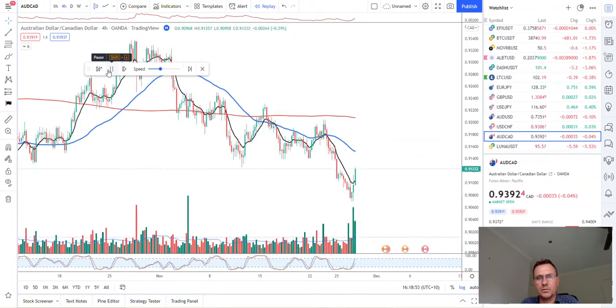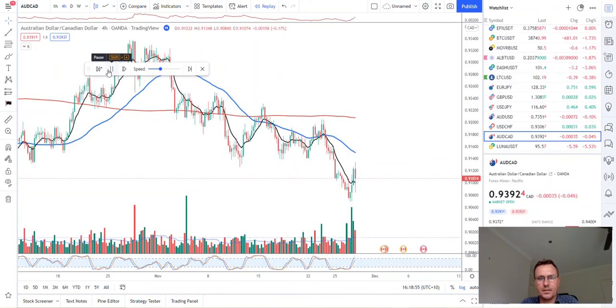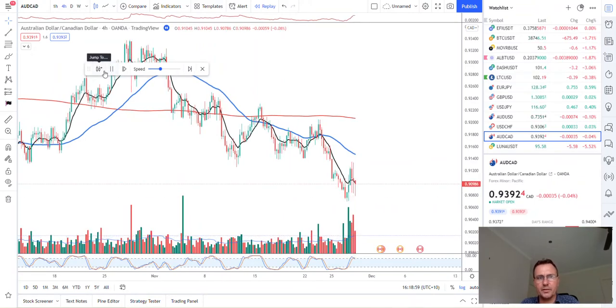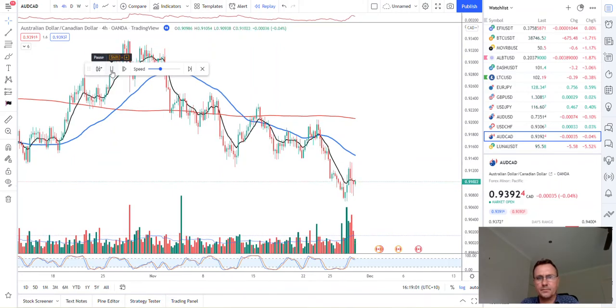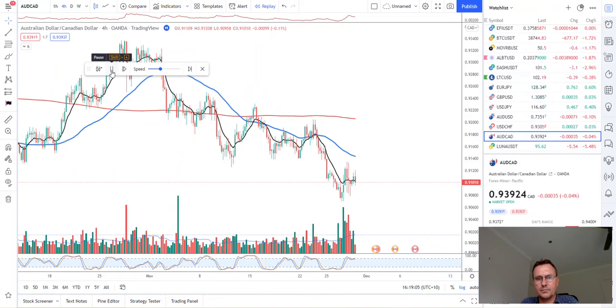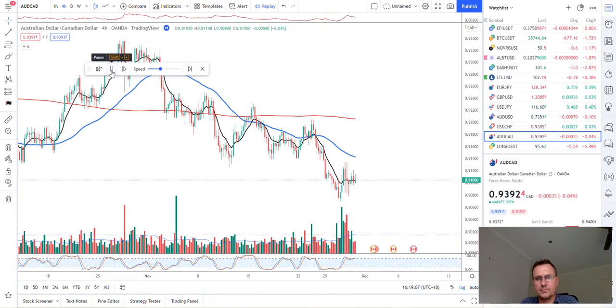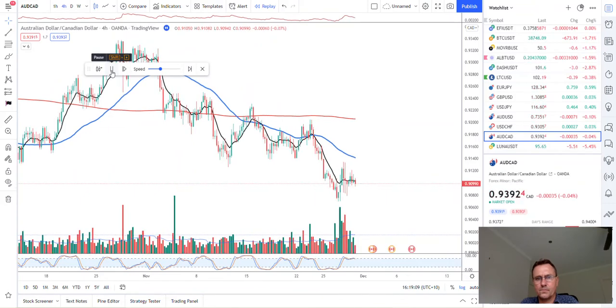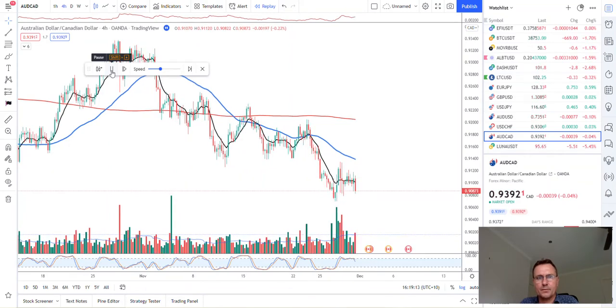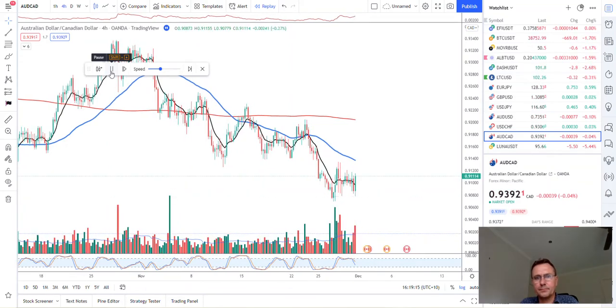Now we've got indecision while trading. Look at it. This is what happens at the top of a trend. This is what happens at the bottom of a trend. Yeah, there's no stop.